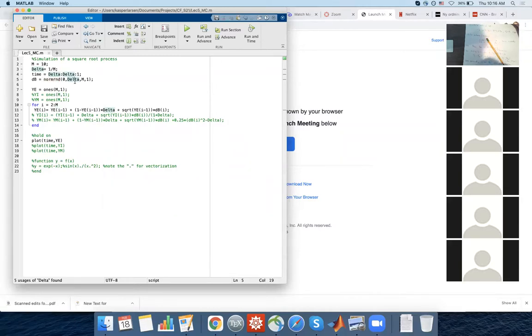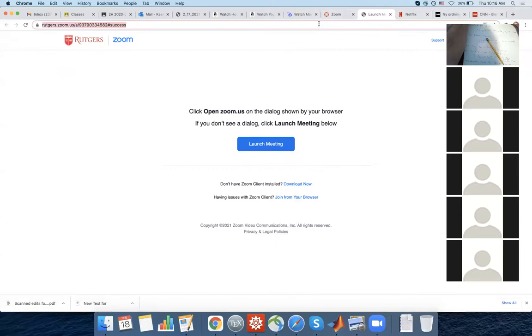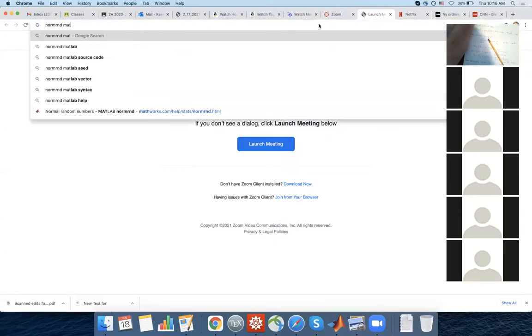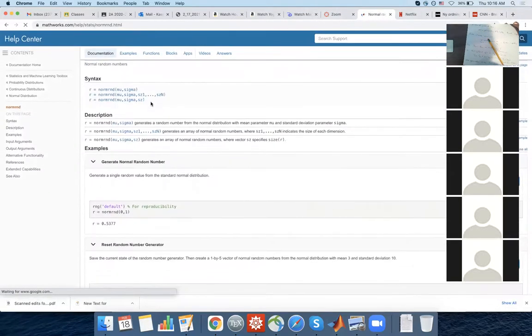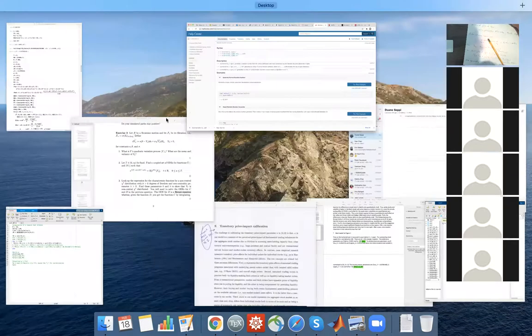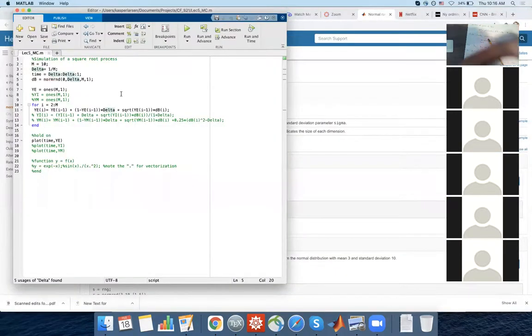Maybe I should double check, because there are some software packages that take the standard deviation here. Let me double check that MATLAB indeed takes the variance. We can do that here. Let's double check what goes in there. Yeah, exactly, I got fooled. The second entry is sigma, it's not sigma squared. It generates a random number from the normal distribution with mean zero and standard deviation sigma. So I got fooled when I wrote the code. This thing here has to be a square root.